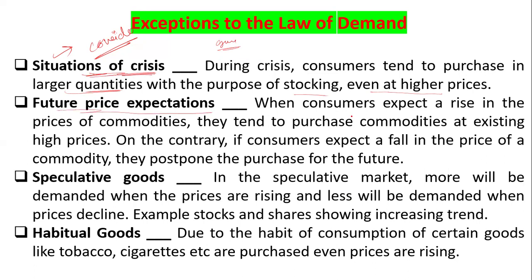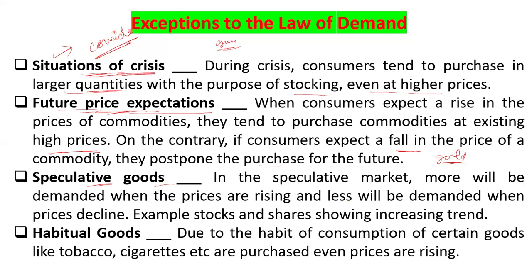Future price expectation: when the consumer expects a rise in the price of the commodity, they tend to purchase the commodity even at a high price. On the contrary, if consumers expect a fall, if they expect that in the future the price of the goods is going to fall, they postpone the purchasing, like gold. Today's price of gold is high, so we are expecting that after a few months the gold price will decrease, and at that time I will purchase it. So this is a future price expectation. This is an exception to the law of demand.